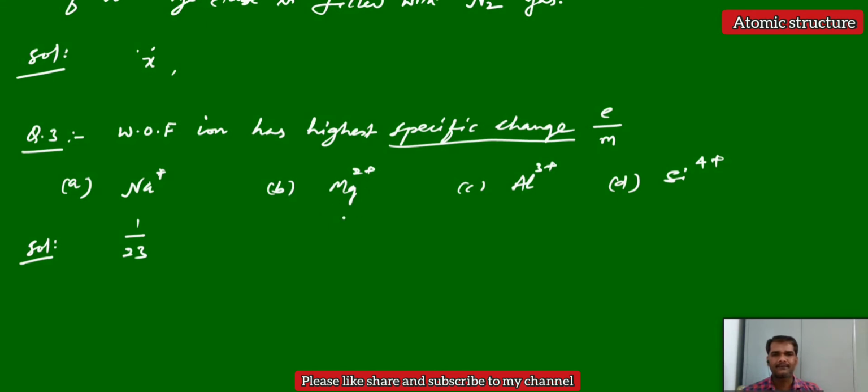In case of magnesium, what is the charge? 2 positive units are there. What is the mass? 24. Aluminium, charge 3, mass 27. Silicon, charge 4 and mass 28. Now you check which is having the highest value. 4 by 28 is the highest value, and silicon is having highest specific charge. So questions like these can be asked, based on the specific charge, the oil drop experiment, number of charges, and some logic questions.